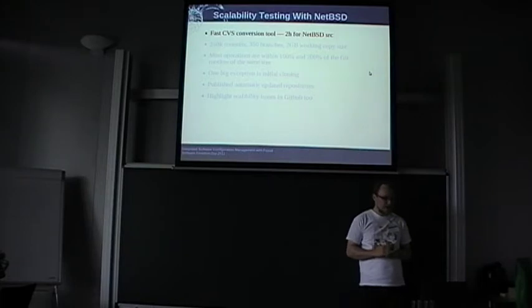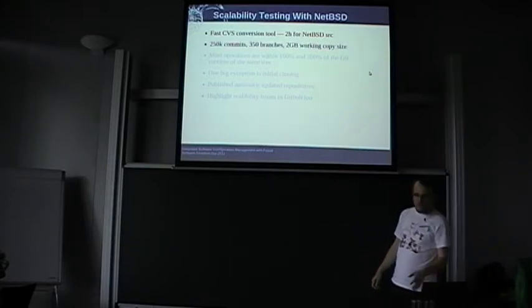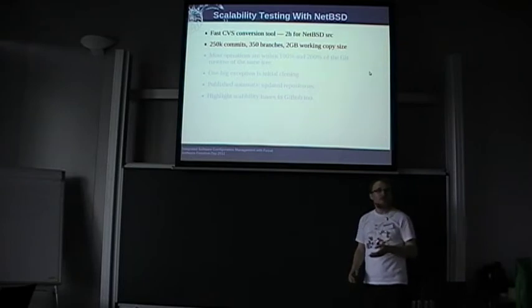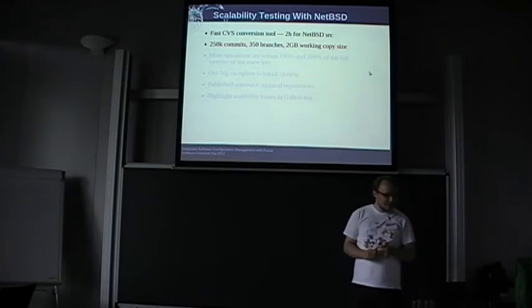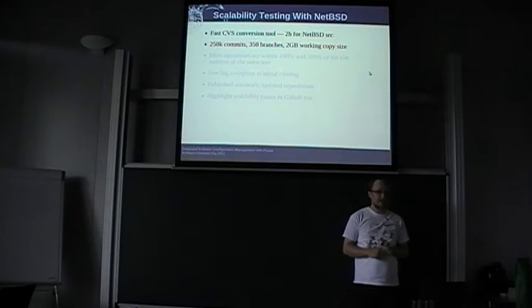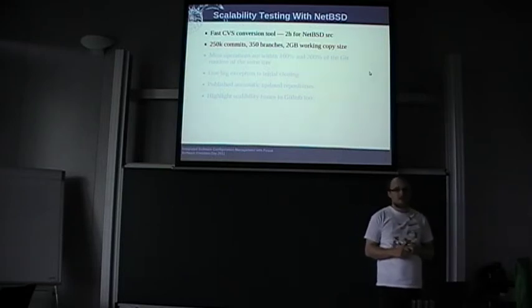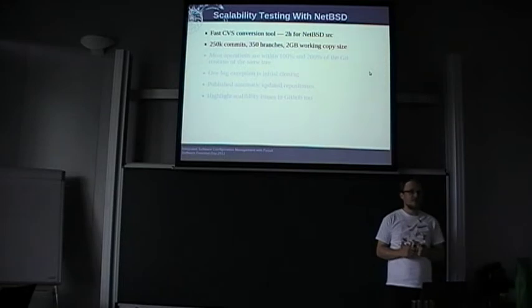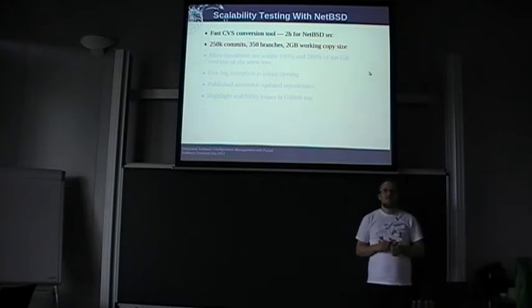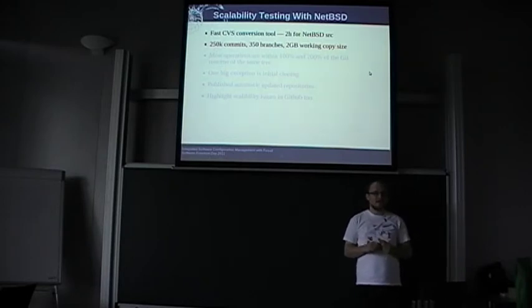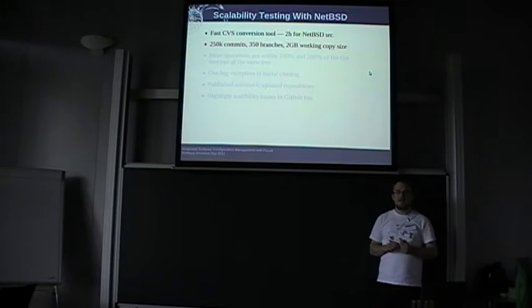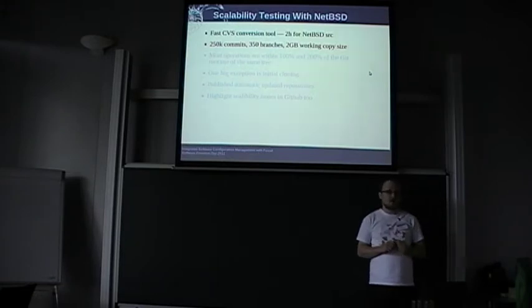Yes, I agree. So what we have is a repository with around 250,000 commits, 350 branches, and a working copy of the current state is around 2 gigabytes in size. The blob table alone is 1.3 gigabytes, including metadata. It's a 2 gigabyte SQLite database. I think it's the largest repository used with Fossil in any way at the moment.